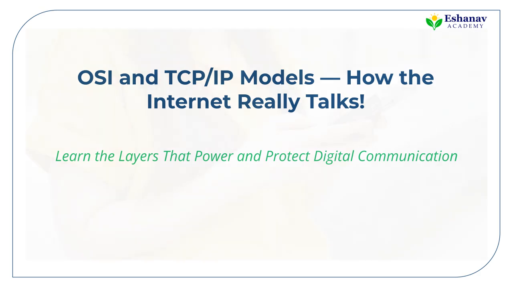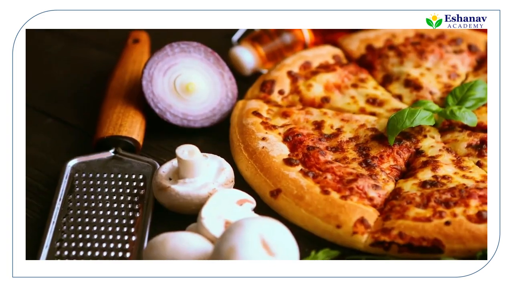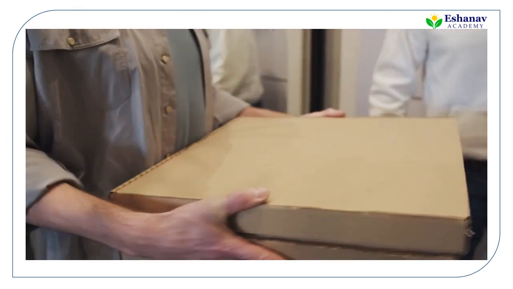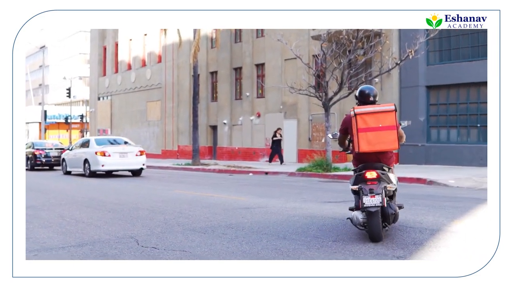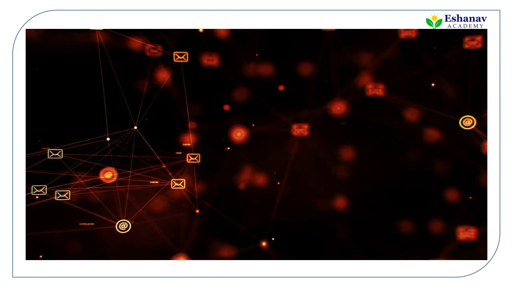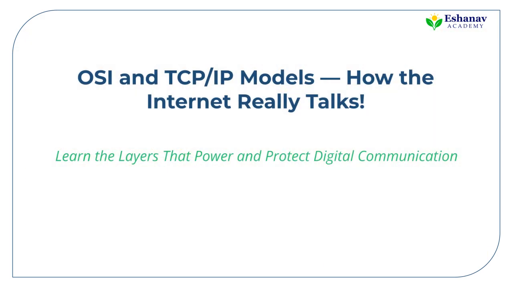Imagine you're ordering your favorite pizza online. You place the order, someone confirms it, it gets prepped, boxed, labeled with your address, and sent through a delivery route, finally arriving hot at your door. What if I told you that's exactly how your emails, Zoom calls, and Instagram messages travel through the internet?